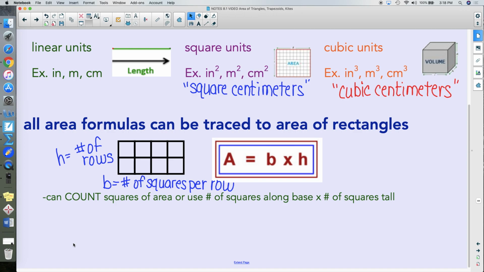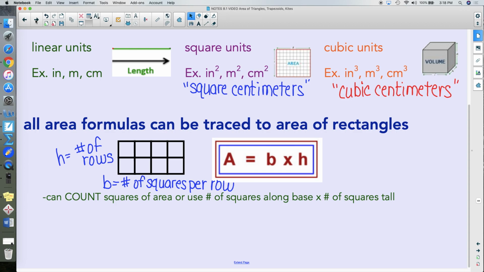All the formulas that we're going to do for area can be traced back or derived back to area of rectangles. You learned area in the beginning likely by counting the number of squares within a rectangle. You could count them, and eventually, because you're quick, you figured out that the base was the number of squares per row, and that was always the same. The height was the number of rows, and therefore base times height would always calculate the number of squares within that shape, the same as you would get by counting.